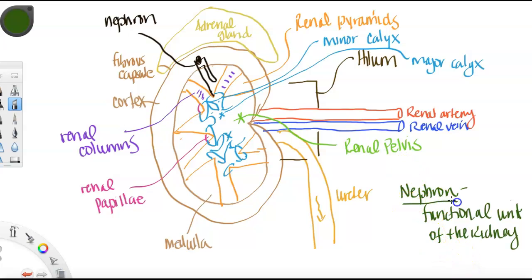Okay, so this is the kidney's filtration unit. And again, there's a million nephrons in every kidney. Okay, so now we need to look closer. We need to look at the anatomy of the nephron.